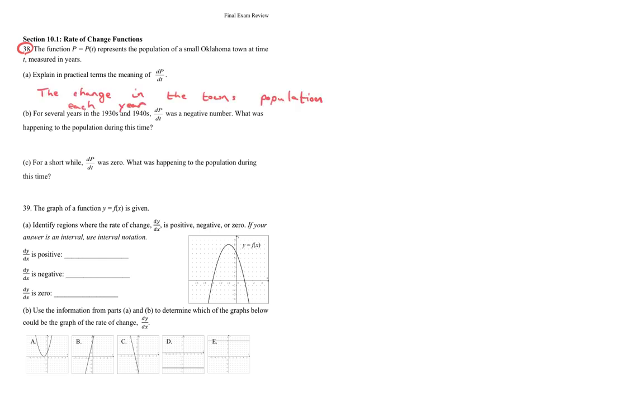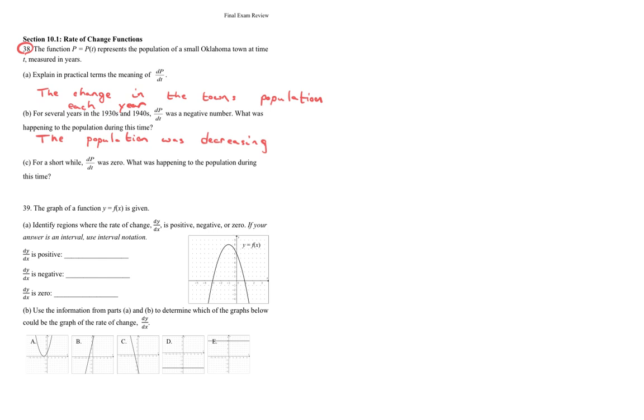Okay, next one here. For several years in the 1930s and 1940s, dp dt was a negative number. What was happening to the population during this time? So if dp dt is the change in the population each year, and that's negative, then that means our population is changing negatively, or it's decreasing. So what we're going to say about the population is that the population of the town was decreasing because the rate of change was negative.